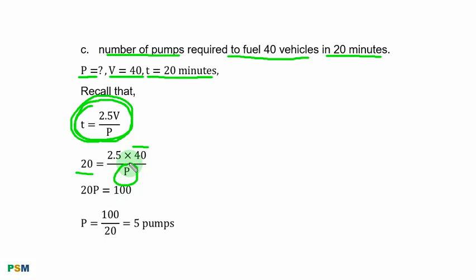To clear fraction, multiply through by P. You have these results. You multiply from here, you have 100. Divide both sides by 20 in order for P to stand alone, and you have 5 pumps.